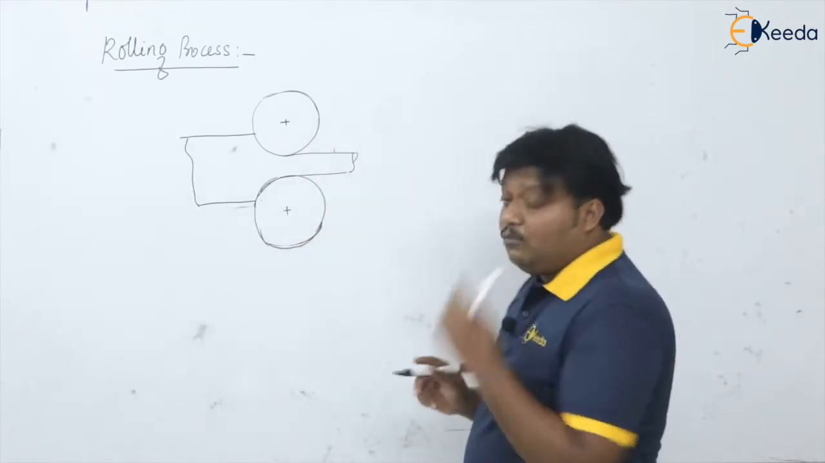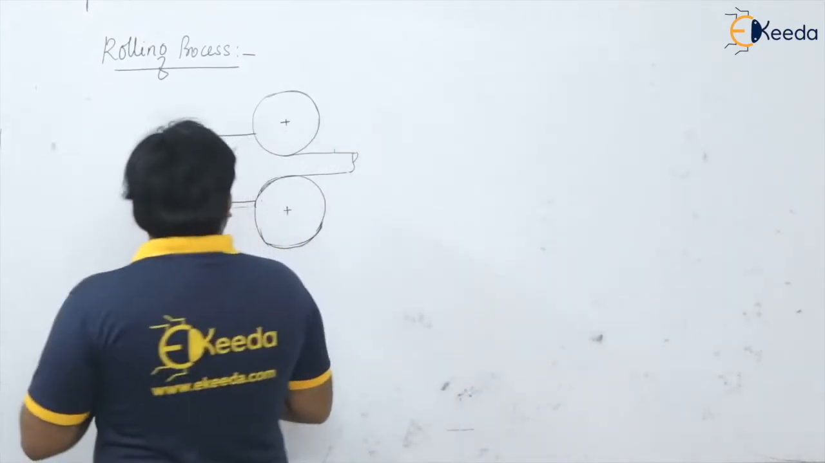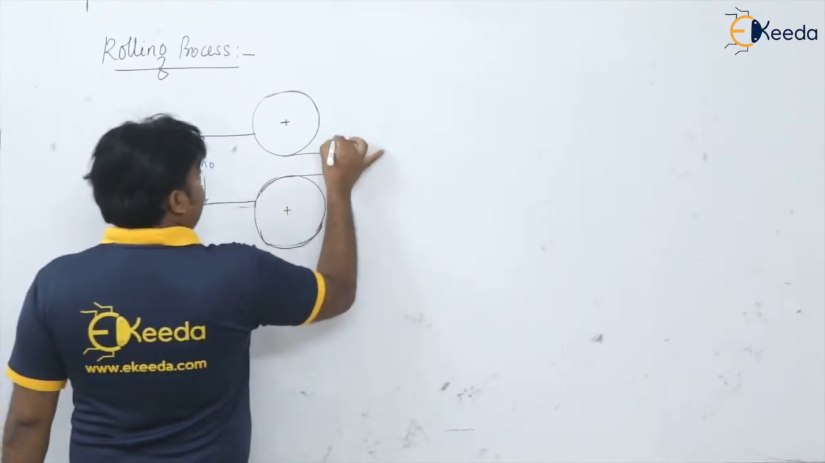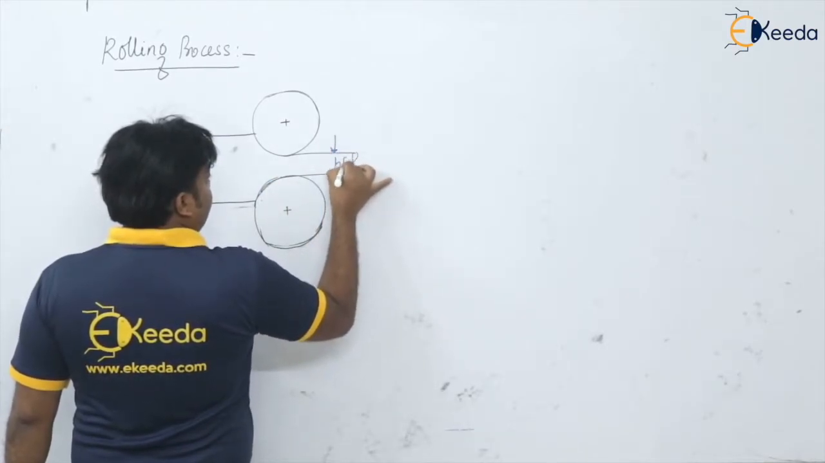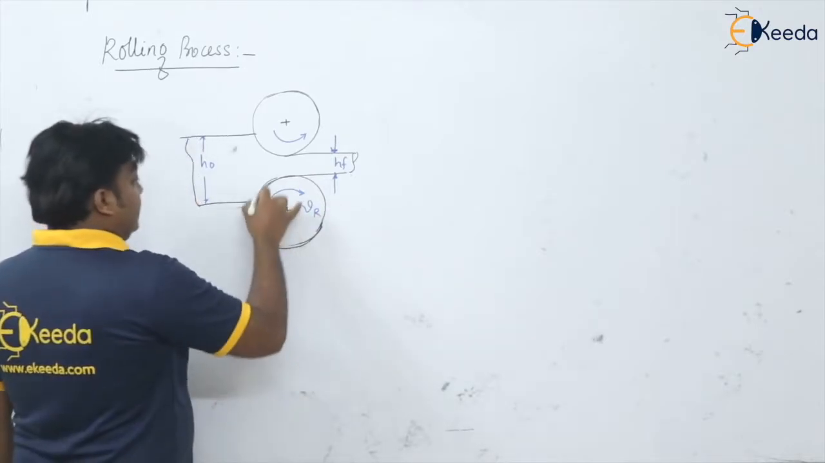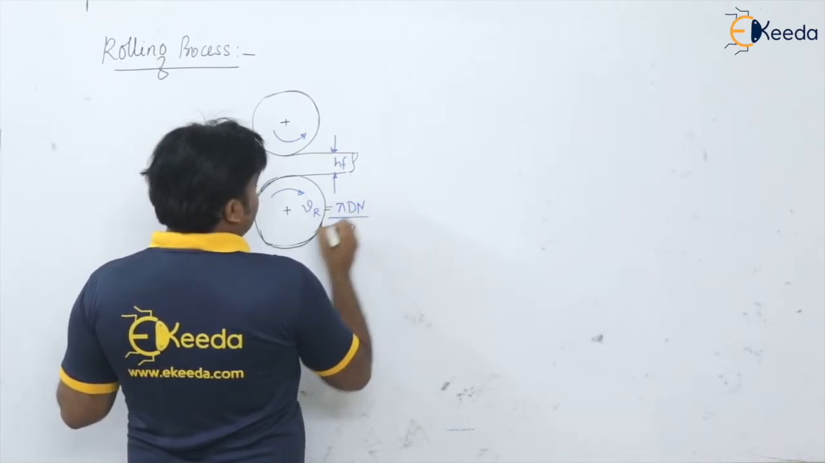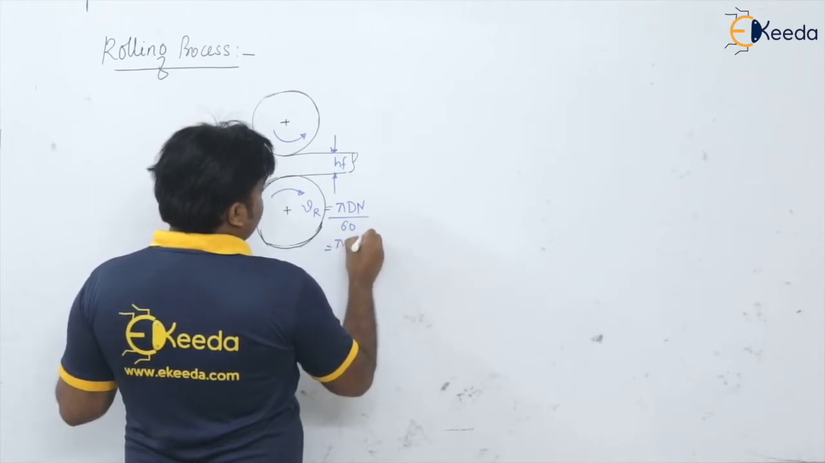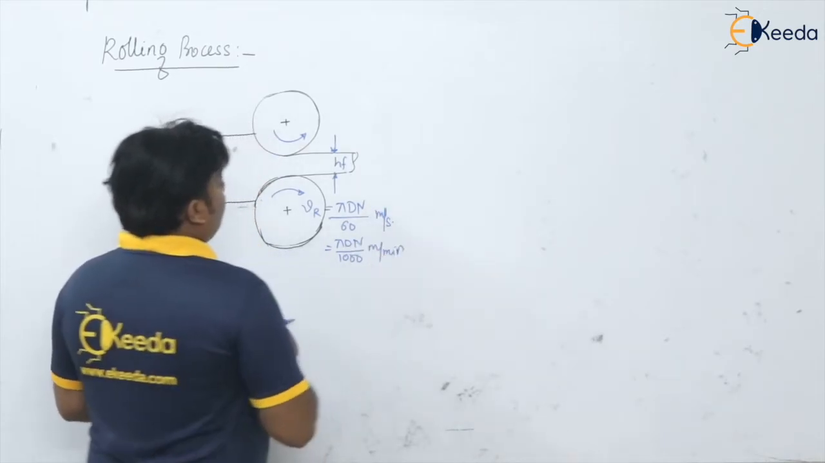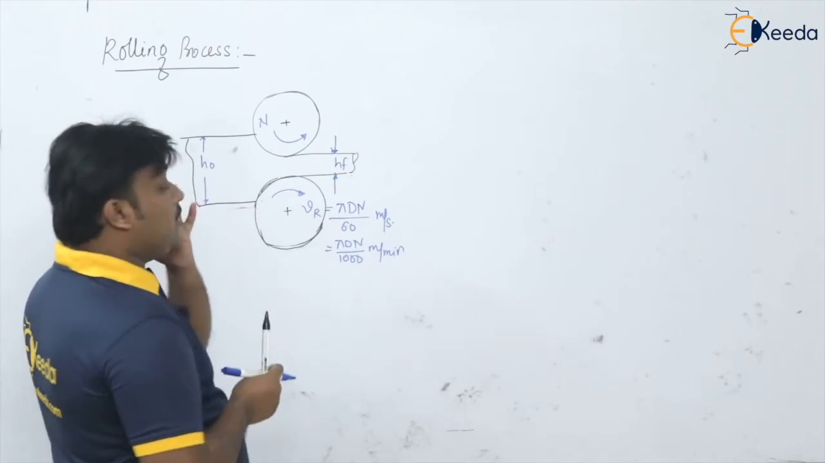Now we have to take into consideration the first assumption. Let us have the initial plate thickness or height as H original, and the final that you are going to get as H final. The roller is moving with a constant velocity, say VR is the roller surface velocity. How to calculate? Pi d N by 60 in meter per second, or pi d N by 1000 in meter per minute. See, capital N is the RPM of the roller. The roller is rotating with a constant RPM N.